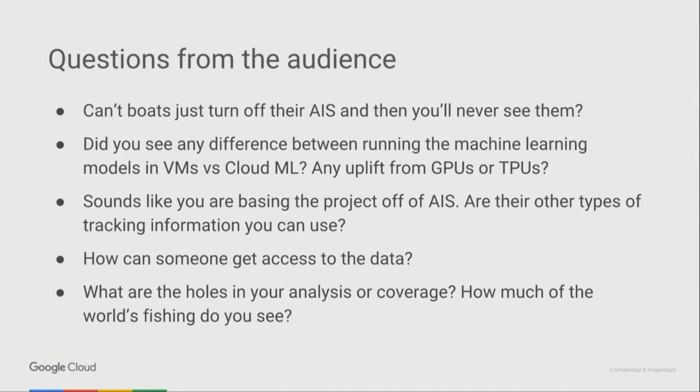So, all right, the first question is, why can't boats just turn off their AIS and you'll never see them? They can. And that's the answer. But the trick is you can see when they turn it off if they're away from shore. And so that's suspicious, and so we can highlight it.